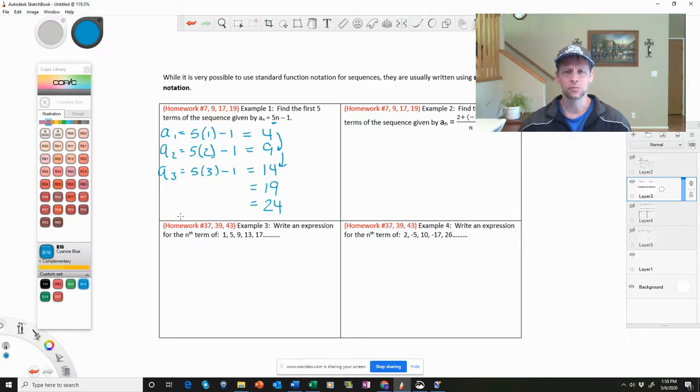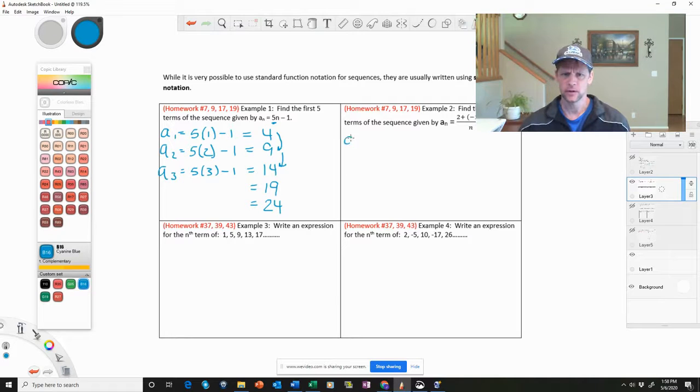Yeah, but you're in pre-calculus, you probably could figure that out. Let's do one that's a little bit harder. Let's go ahead and find the first 5 terms of this guy. Now this is evil looking. a sub n equals 2 plus negative 1 in parentheses to the n power, divided by n.